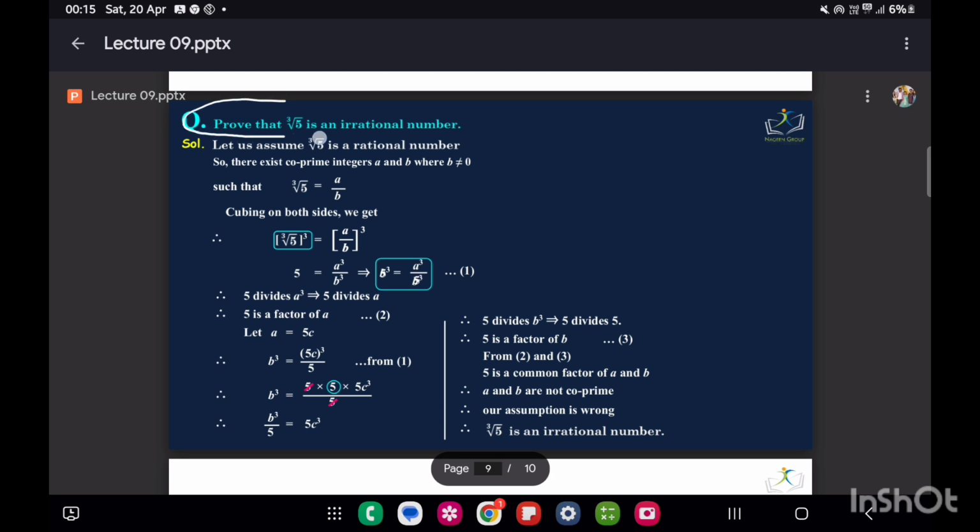Prove that cube root 5 is an irrational number. Let us assume that cube root 5 is a rational number. This is the assumption we have to take. So there exist co-prime integers a and b, b is not equal to 0, such that cube root 5 is equal to a by b. I am writing here.